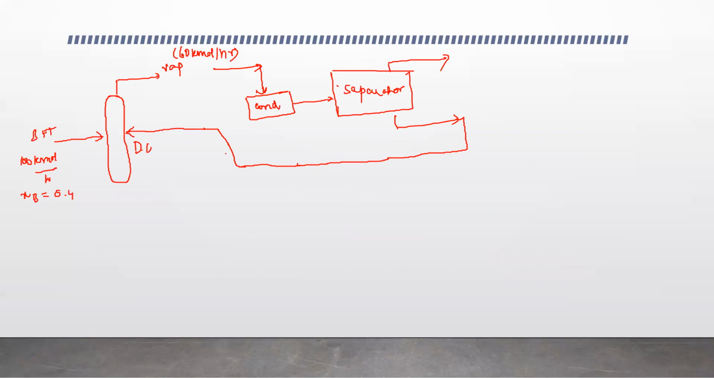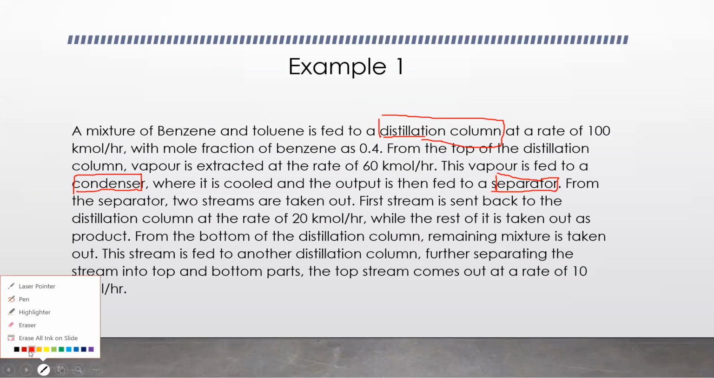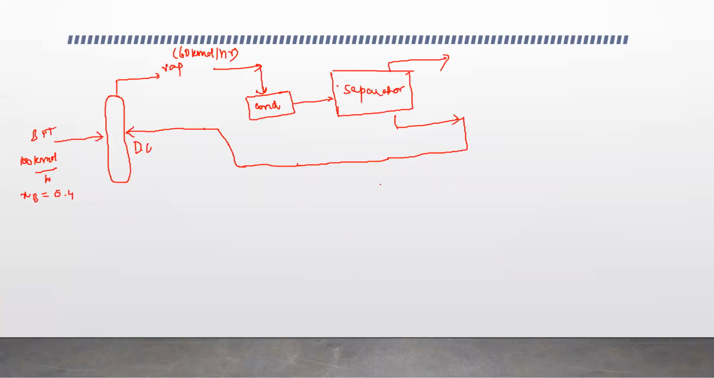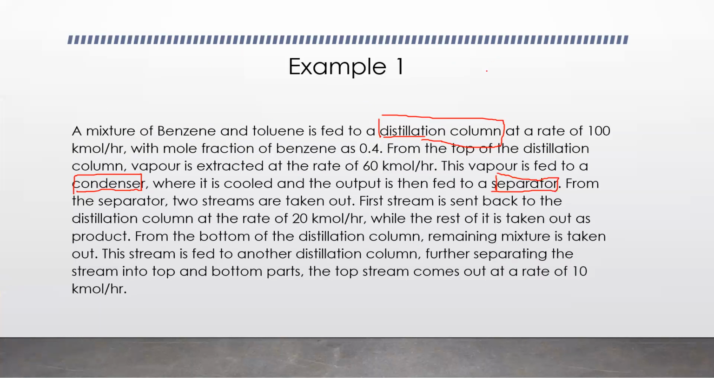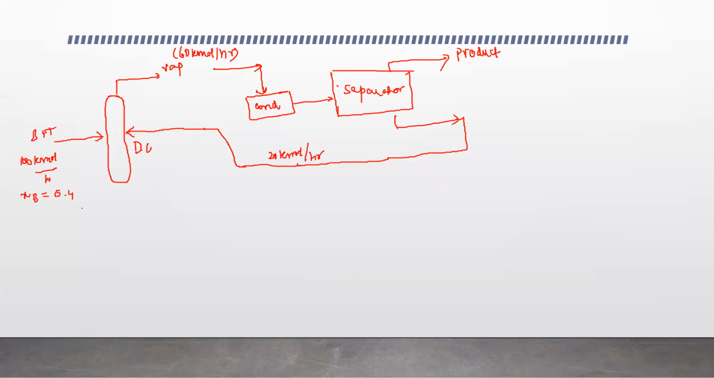This has come back to the distillation column, and the rate they have given is 20 kilomole per hour. All right, and the rest of it is taken out as the product. So this is my product. Then from the bottom of the distillation column, that means they are talking about this part, this is the bottom of the distillation column.